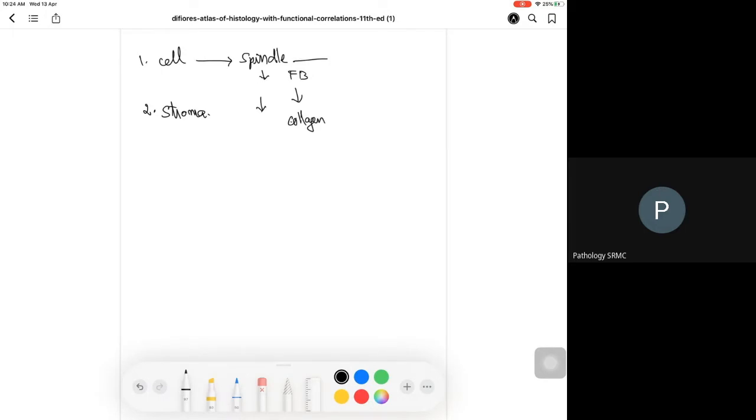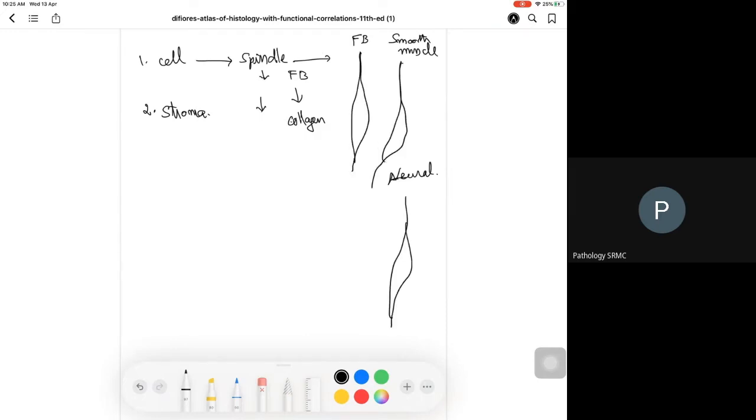Among these spindle cells, there are mainly three you have to understand: fibroblast, smooth muscle, and neural tissue. These are three spindle shaped cells, and by seeing the nucleus, you can see the difference. In fibroblast, the nuclei will be tapered at each end. It's really spindle. Spindle means the one which you use in weaving.